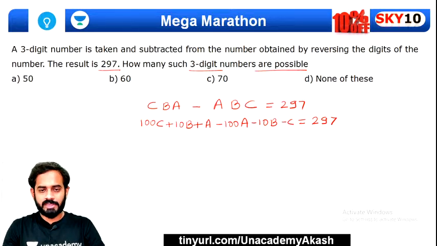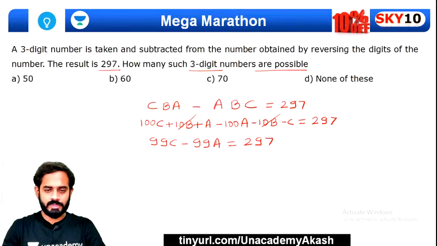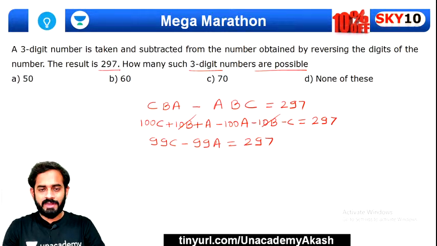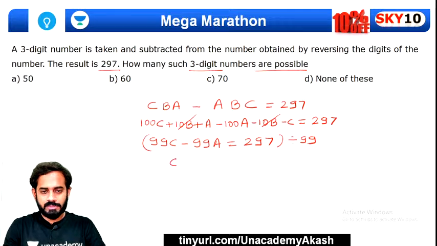Now just subtract. 100C minus C will be 99C, minus 10B and 10B gets cancelled. So A minus 100A, that is 99A, is equal to 297. Now divide the entire equation by 99. What will you get? You will get C minus A is equal to 3. If you rearrange this equation, you will get C is equal to A plus 3.